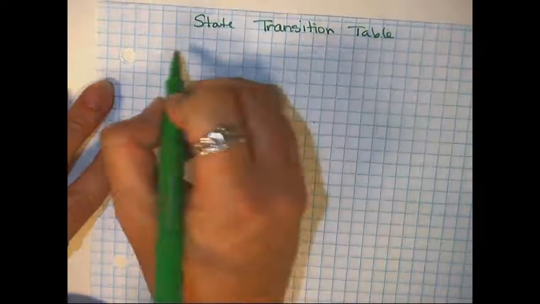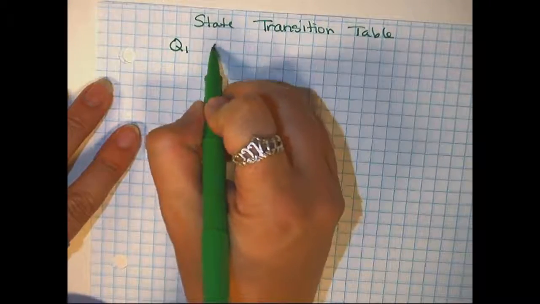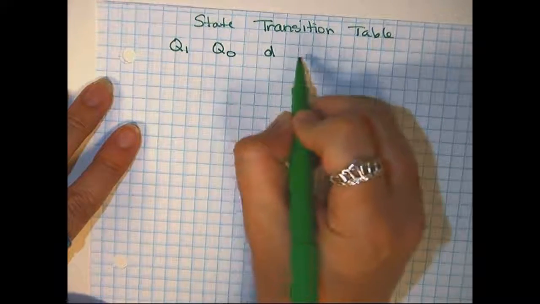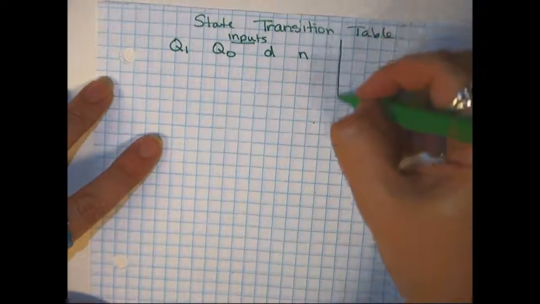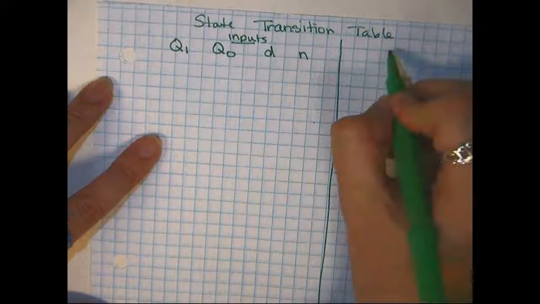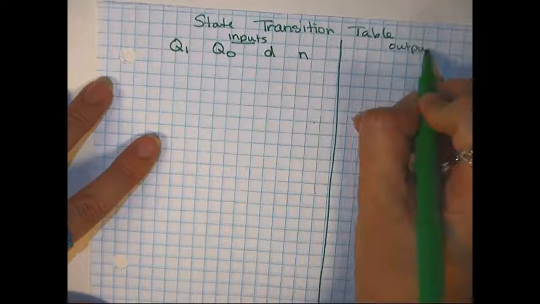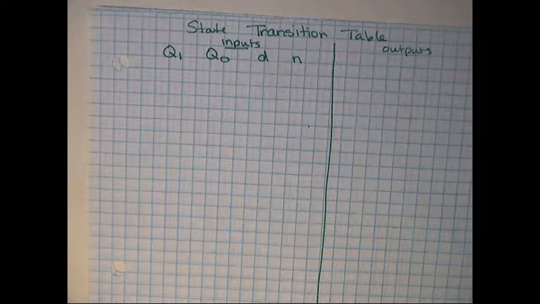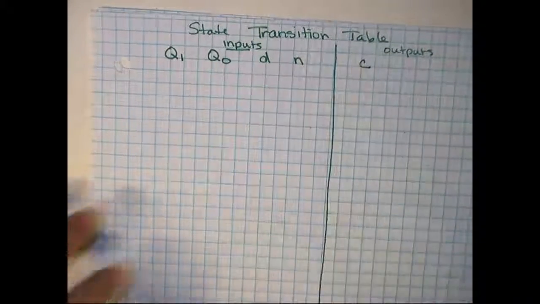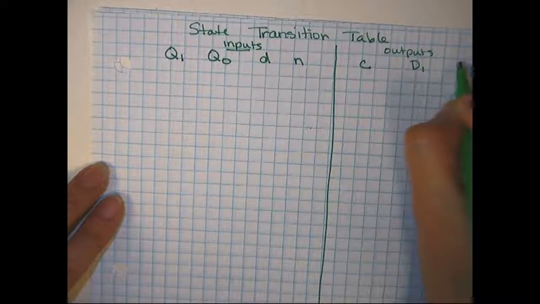So we're going to start off up here. We're going to write out our inputs and outputs. So our inputs included Q1, Q0, D, and N. And these were our inputs. And then what was the only output we've talked about so far? Candy. But we're also going to be adding outputs of D1 and D0.